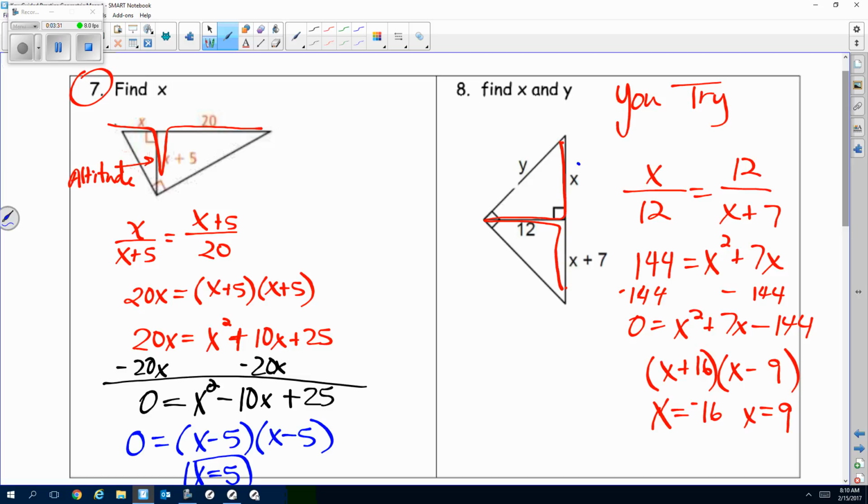So since I know this is already, use your positive numbers, and this will give me 16, and then I can use that to find the y. Now I'm using my leg rule, so this would be 9 over y equals y over 25. And then we're cross multiplying. y squared equals 225, and then y equals 15.